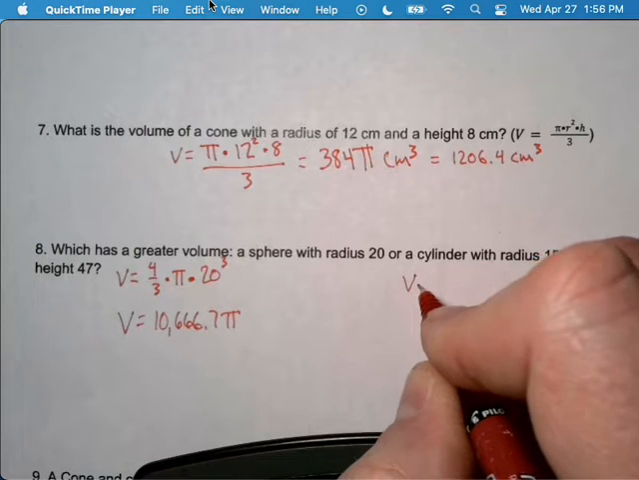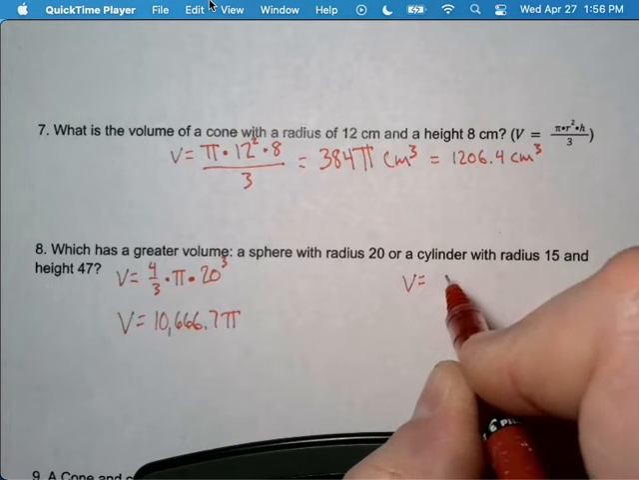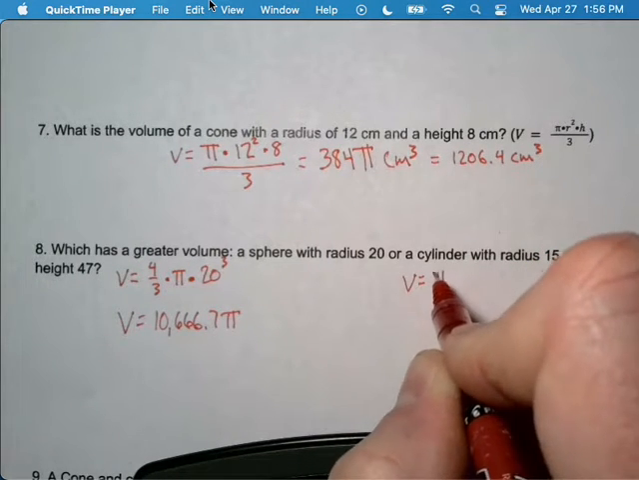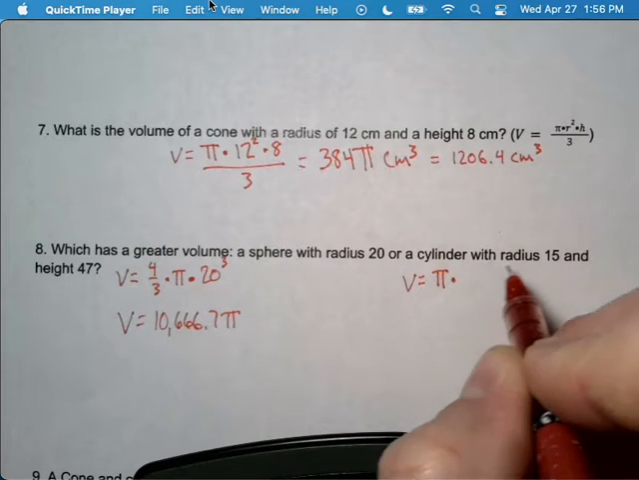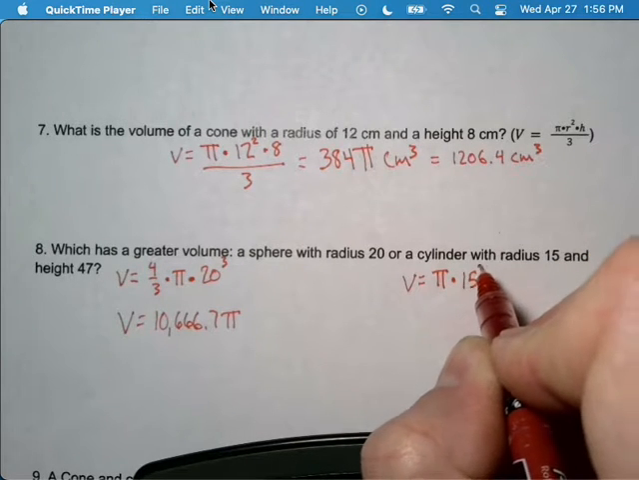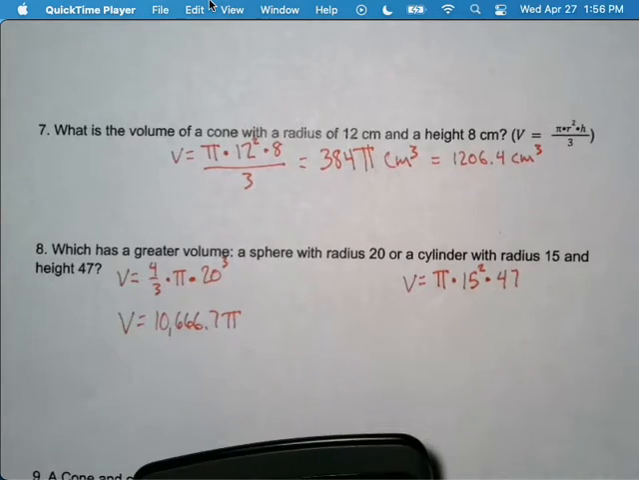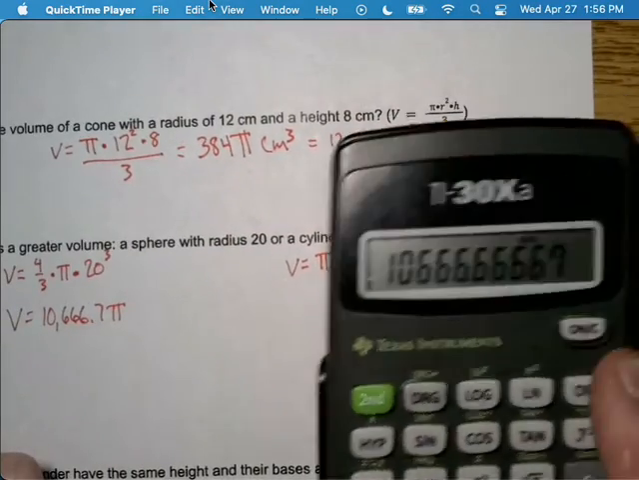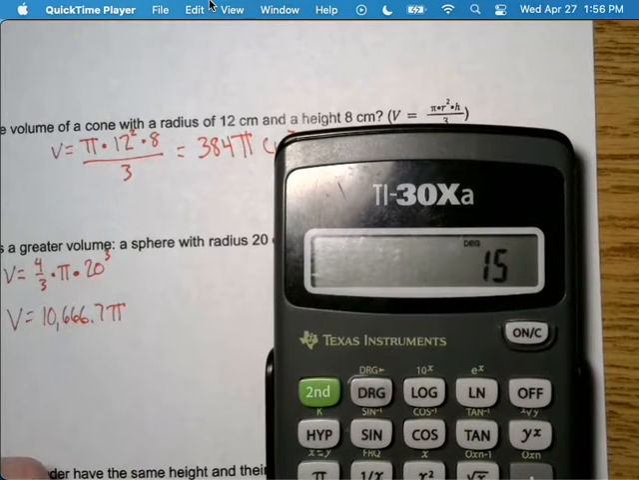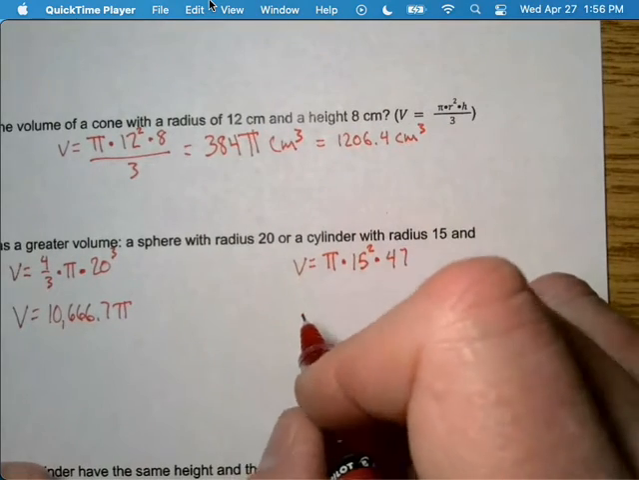And then we have the cylinder, volume equals pi times radius squared times height: 15 squared times 47. So 15 squared times 47 equals 10,575 pi.